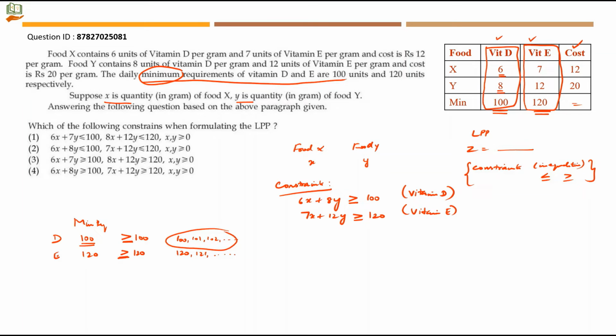Now they are asking the values of x and y. X is the quantity in gram for food X and Y is the quantity for food Y. Now they have some kind of minimal requirement of vitamin D and E and they have given only two foods. It means you have to take some quantity of food X and some quantity of food Y. Say in binary you have two values. 0 means it is a no, 1 means it is a yes. If I say 0 in binary, it means I am not taking that food. If we say 1, it means we are taking the food.